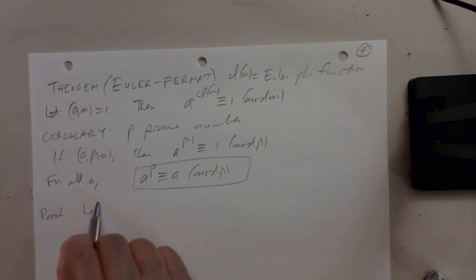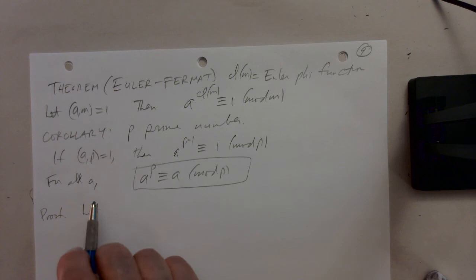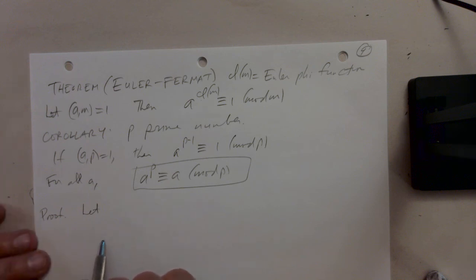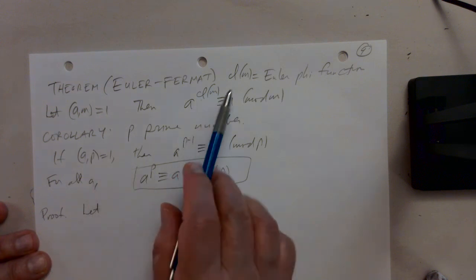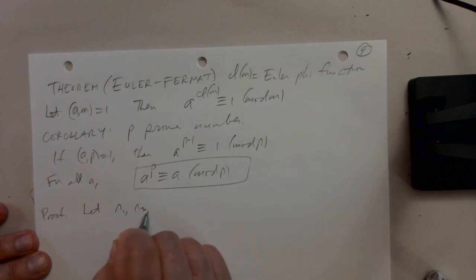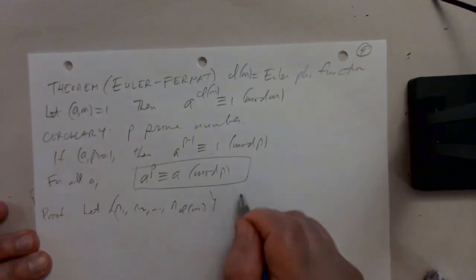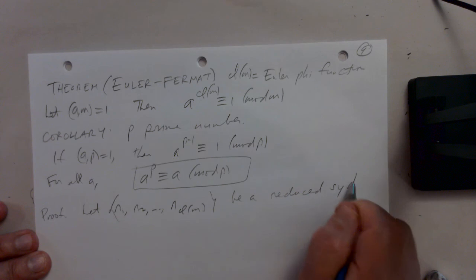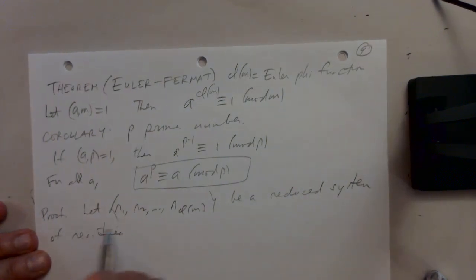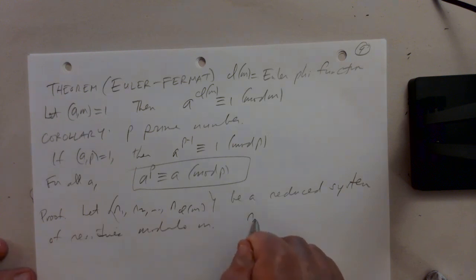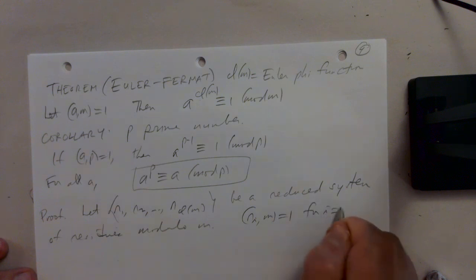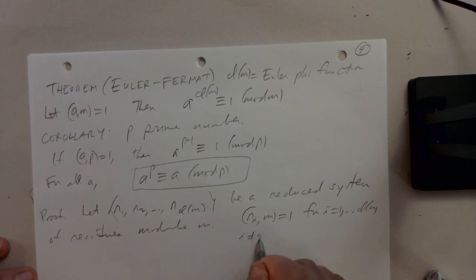So how does the proof go? Well, suppose that we take a reduced system of residues mod M. A reduced system of residues consists of one integer from every congruence class relatively prime to M. The number of congruence classes relatively prime to M is phi of M. So suppose R1, R2, up to R sub phi of M be a reduced system of residues modulo M. So this means that Ri and M are relatively prime for I going from 1 up to phi of M. And if I is different from J, then Ri is not congruent to Rj mod M.